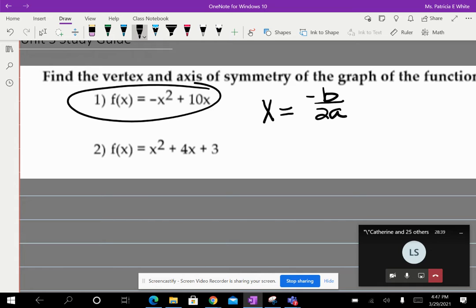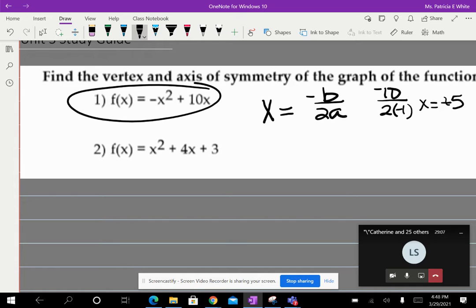So if I do problem 1, my b is 10. So I have 10 divided by 2. My a is negative 1. So I get that x is equal to negative 5, yes? Isn't it positive 5? Isn't it negative b? Good job. Yes, it is a positive 5.